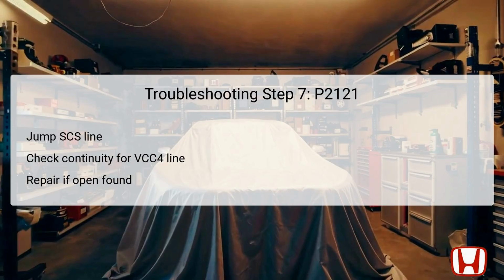If continuity is confirmed, the VCC4 wire is in good condition, meaning that you should now check the authorized service information or consider substituting a known good PCM. If there's no continuity, you have identified an open circuit in the VCC4 wire, which requires repairing to restore proper function to the APP sensor system.